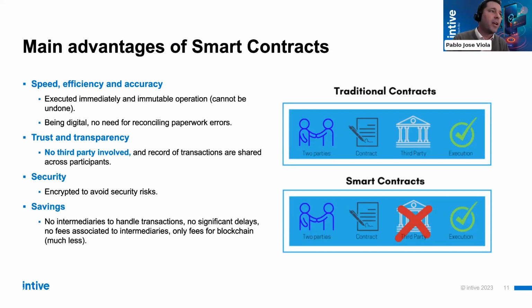All the transactions are encrypted to avoid security risk. And of course, we are going to have savings in time because they are executed immediately. And due to not having a third party involved, there are no fees to pay to a middleman. The only fee we have to pay is for the use of the blockchain, which is much less.